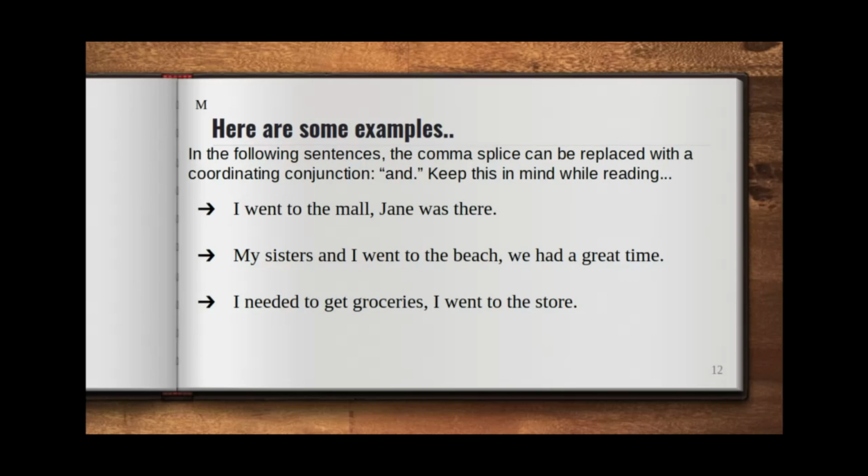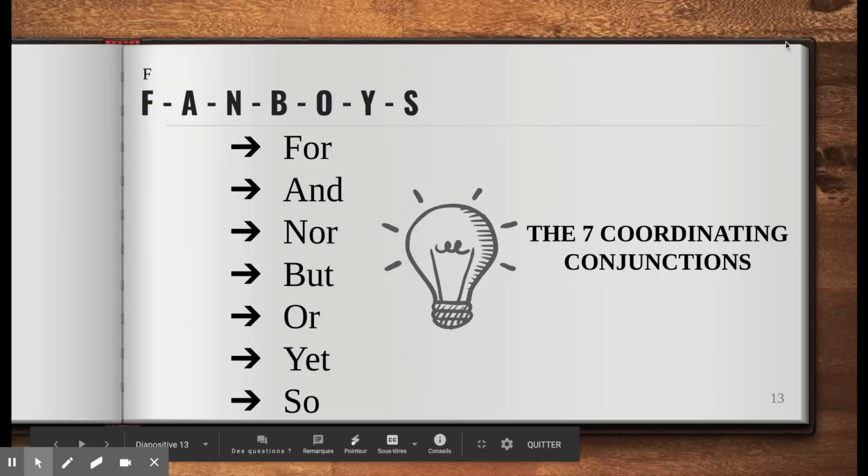The last sentence, I needed to get groceries, I went to the store. Once again, we can change it with "and." I needed to get groceries and I went to the store.